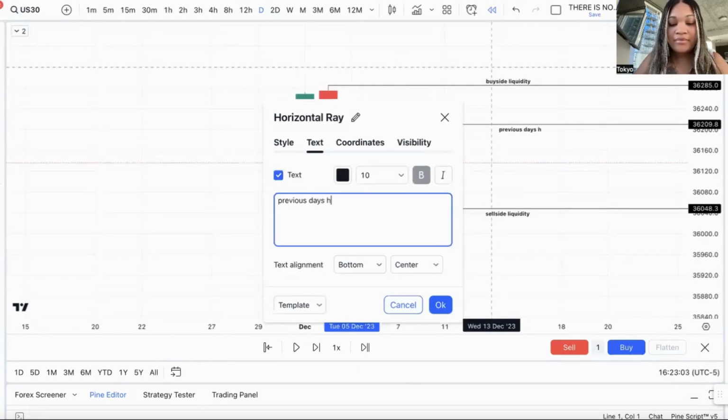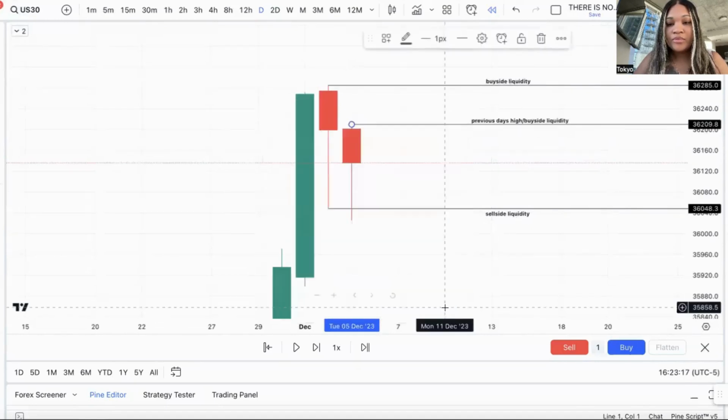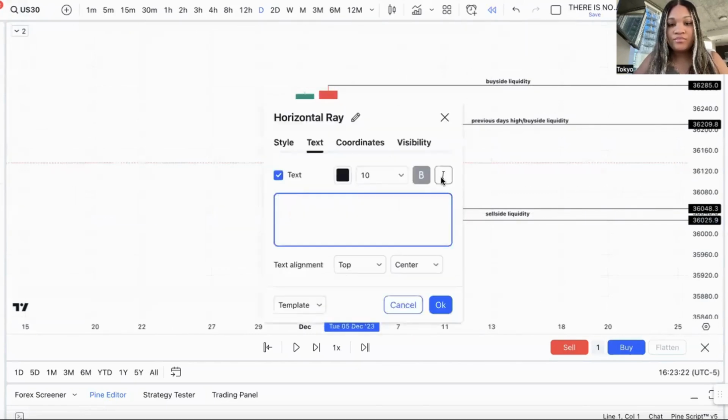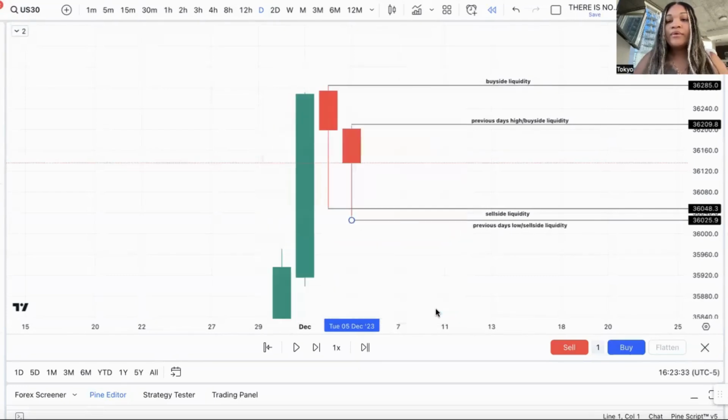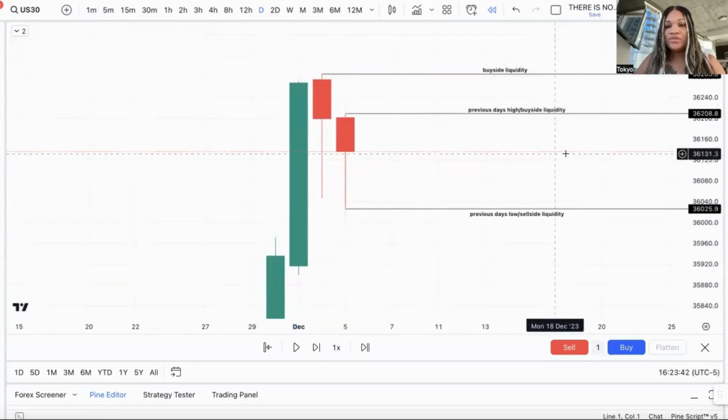So this is the previous day's high, also buy side liquidity. Okay, cool. I'm just going to go ahead and put that at the top. And then we're going to come down to the previous day's low. Okay. Cool. Cool, right? We can do away with this sell side liquidity because it has already happened.